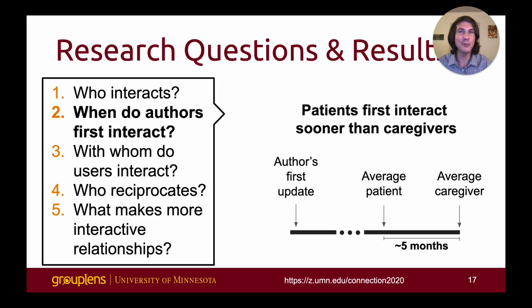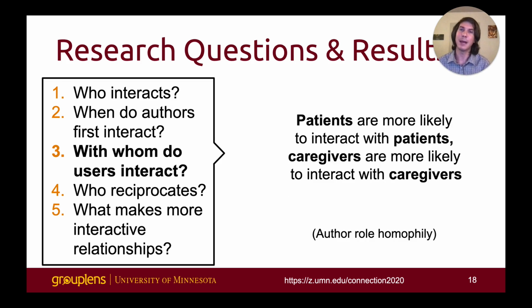Among those authors that do interact with others, when do authors first interact? We found that patients start interacting almost 5 months sooner after becoming an author than caregivers do. And as far as the target of those interactions, patients are more likely to interact with patients, and caregivers are more likely to interact with caregivers.